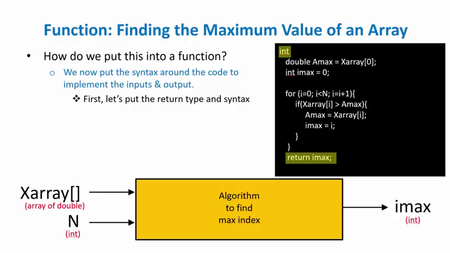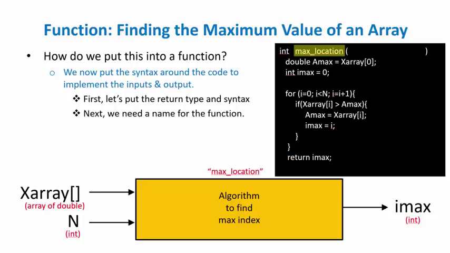Okay, all right, so we got that. That's kind of like the output. Now we need a name. So we need to name the function. We could call it find power location or find maximum power location.